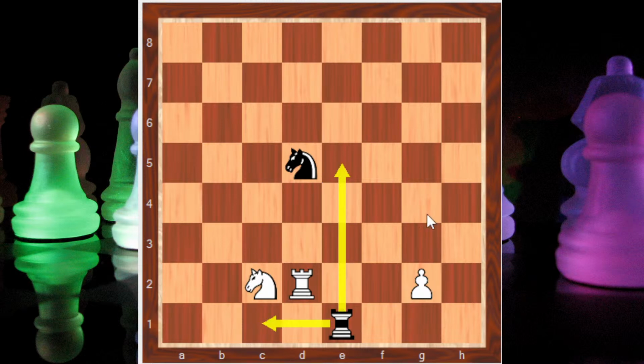That's not correct. Knight to c2 is not correct because the rook can support the knight. So that's why we need to play knight to f3. Now the rook can't support the knight. We can get the knight or the rook, either one.